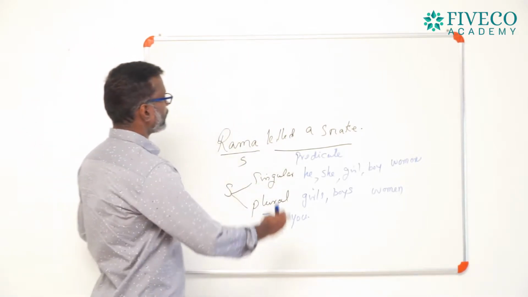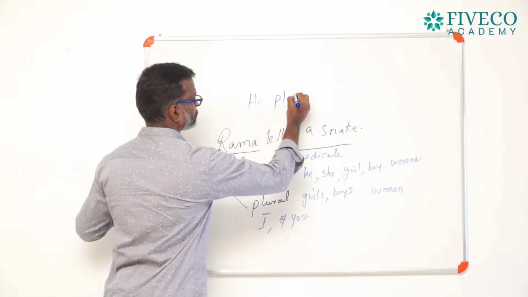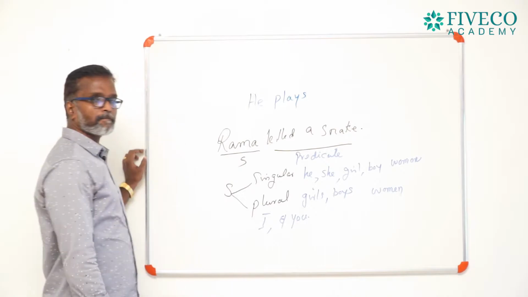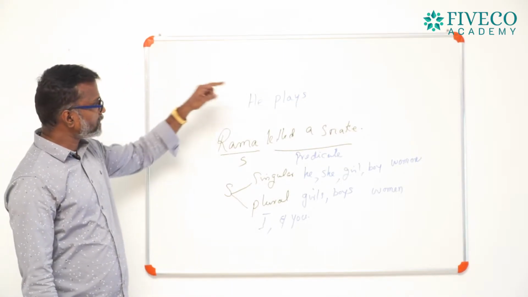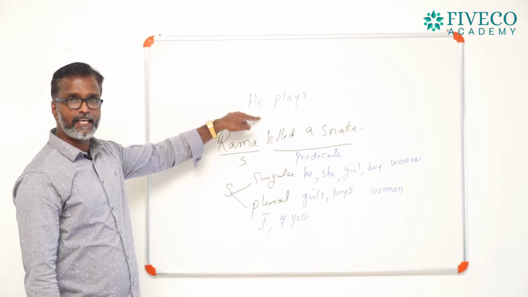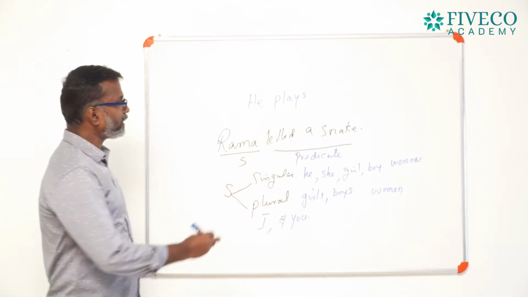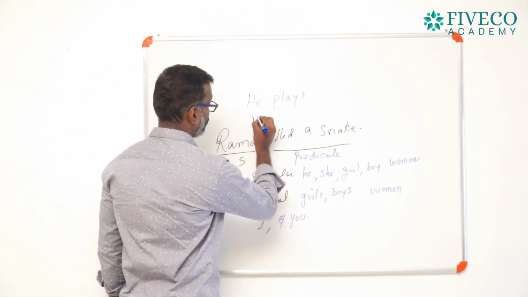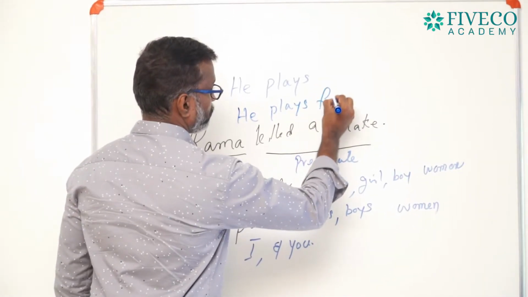Okay, I shall tell you some other examples. He plays. Two words are here, only two words, he plays. And you just analyze it. He is the subject and plays is the predicate. And I shall give you another example. He plays football.